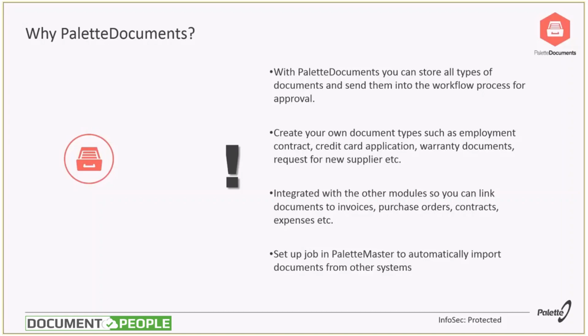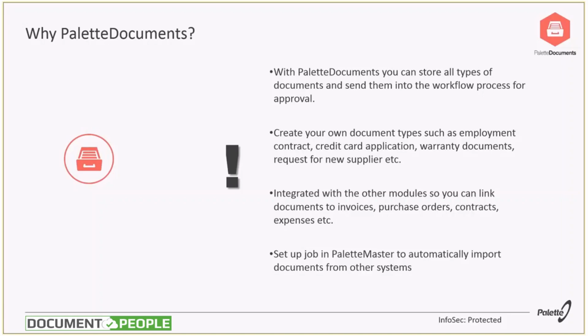So you could link, for example, a document in Palette Documents with an invoice, or with a purchase order or a contract. Just to give some examples here, let's say we have this with the application of the credit card. And when I have that approved, then we could link that to the user within Palette Arena. So we can see that this user has asked for a credit card. Now it's linked, and then also link it to Palette Expense, where we have the credit card registered.